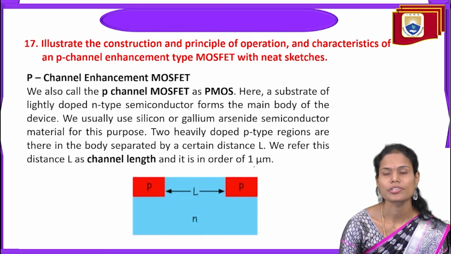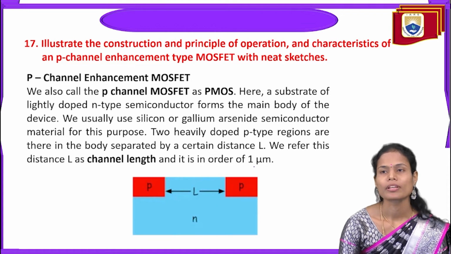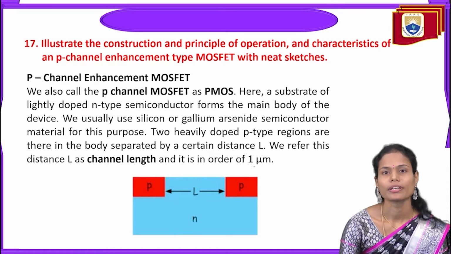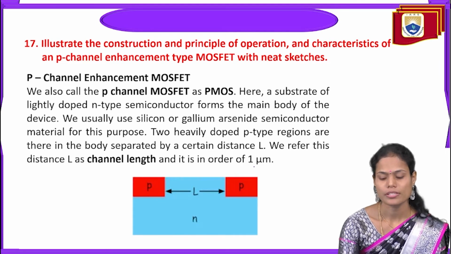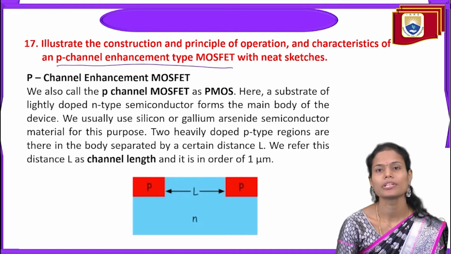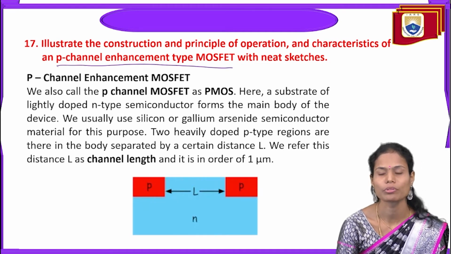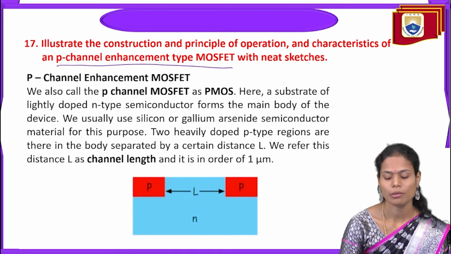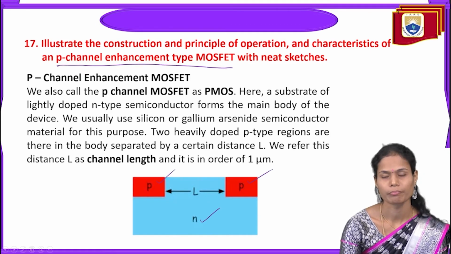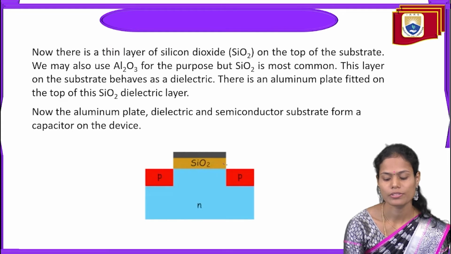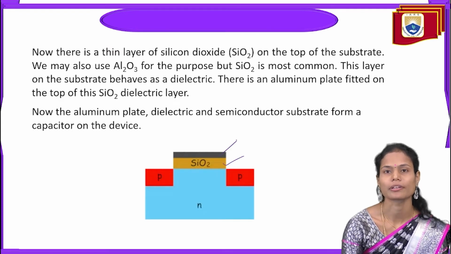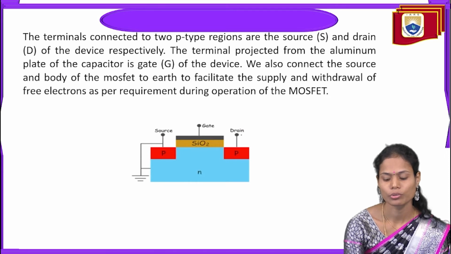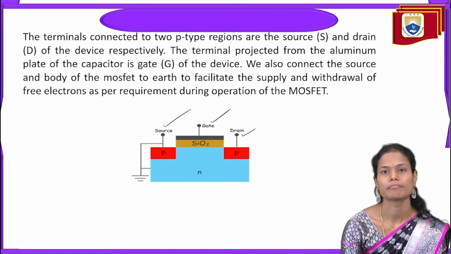Next, illustrate the construction, principle of operation and the characteristics of a P-channel enhancement type MOSFET with neat sketches. So in this case, we have to explain about the P-channel enhancement type MOSFET. First of all, we have to explain about the construction of the P-channel MOSFET. So for the construction of the P-channel MOSFET, we have to take the N type of substrate and we need to insert two P type of materials. And after that, we have to place the silicon dioxide layer, then the metal layer. After that, we have to insert the terminals of the MOSFET.